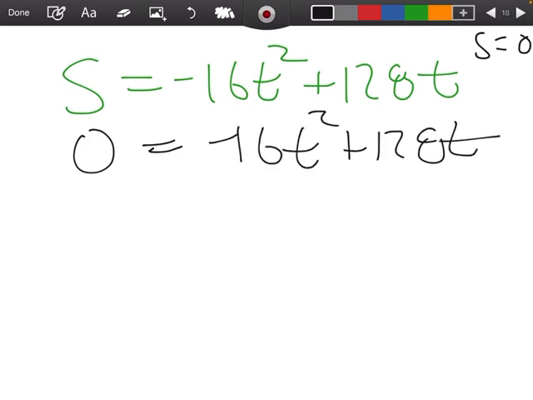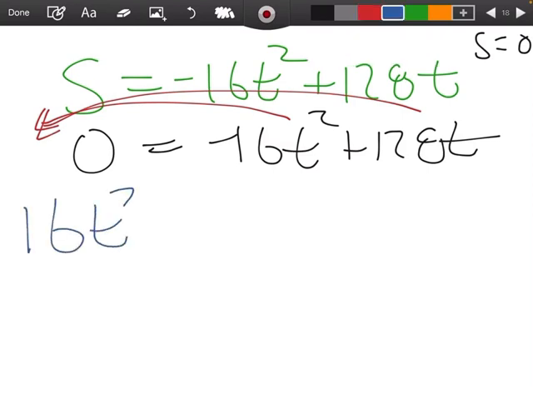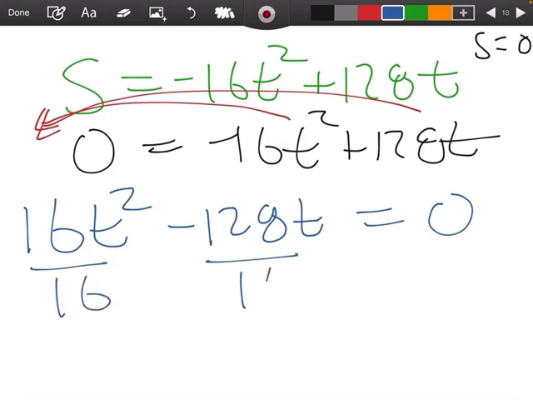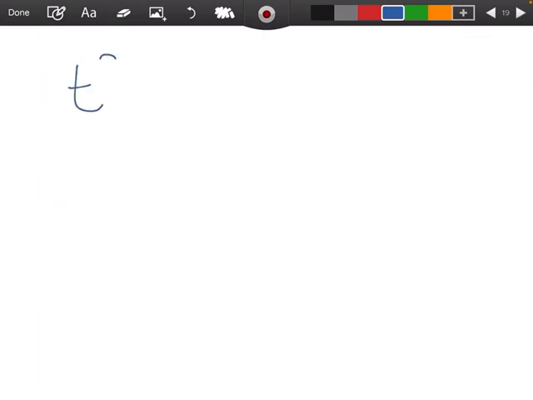Because we are on the ground, and S stands for the height. If we're on the ground, the height is 0. Just like we did before, I'm going to move both of those over: 16t squared minus 128t is equal to 0. Earlier we said let's divide everything by 16, and we did that. So that's a t squared, that's a minus 8t, and that is a 0. I'm going to do that on the next slide.